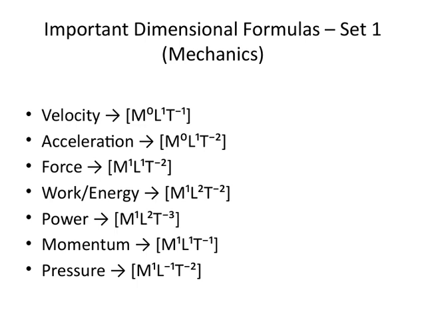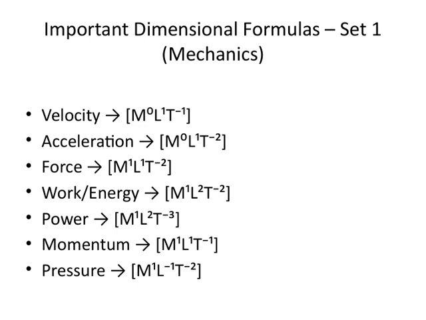Next, we have acceleration, which has the formula M^0 L^1 T^-2. Again, no mass factor, but time is squared in the denominator because acceleration measures how velocity changes over time. Moving on to force, its dimensional formula is M^1 L^1 T^-2. This is crucial because force depends directly on mass and acceleration, which is reflected here. This formula is foundational in Newton's second law.